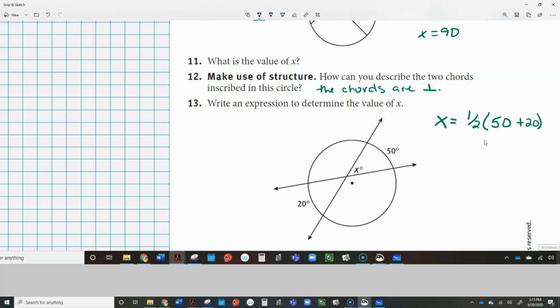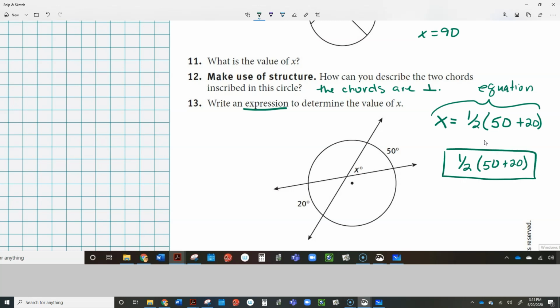Okay, now I'm just going to point this out. It asked for an expression, and I wrote an equation. So really and truly, what I should have just written is 1/2 (50 + 20). That is an expression. Leave the equal sign off if they ask for an expression.